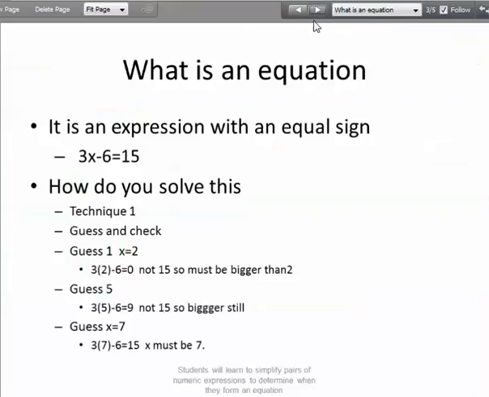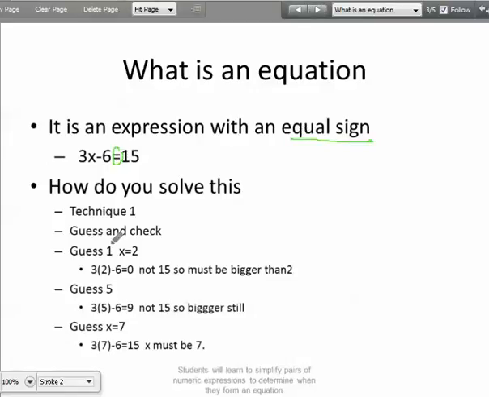Now, I know we've already told you what an equation is, but I want to make certain I express it real clearly. An equation is something that has an equal sign. If it has an equal sign, it's an equation. Right there. Now, the question really is with equations, how do you solve them? Well, there's two basic techniques.